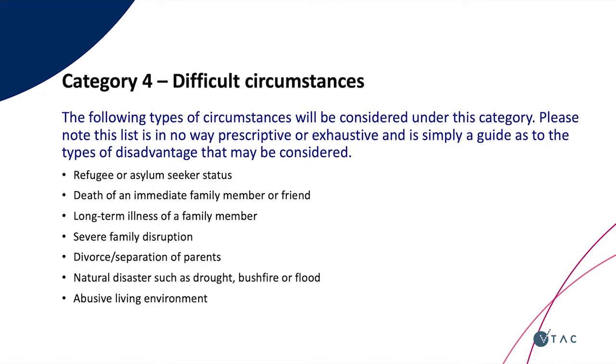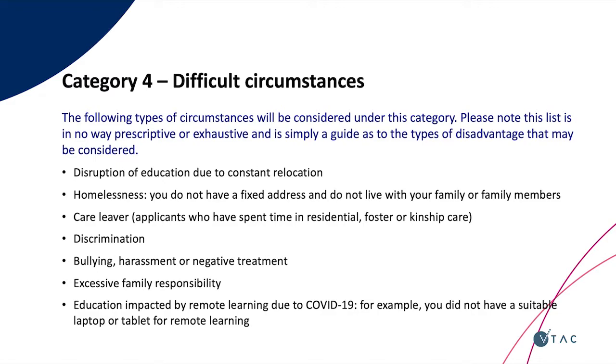Category 4, difficult circumstances. Now this is the one that doesn't fit into the previous categories. So it could cover things like being a refugee or an asylum seeker. It could cover things such as the death of an immediate family member or friend, or a long-term illness of a family member that has impacted on you. Family disruption through things like divorce or separation, or maybe having to relocate. Natural disasters, abusive living environments, homelessness, having to be a carer, being discriminated against, bullying, harassment or negative treatment, excessive family responsibility, or it could be that your education has been impacted by remote learning due to COVID.